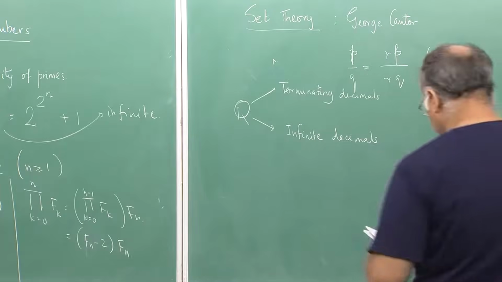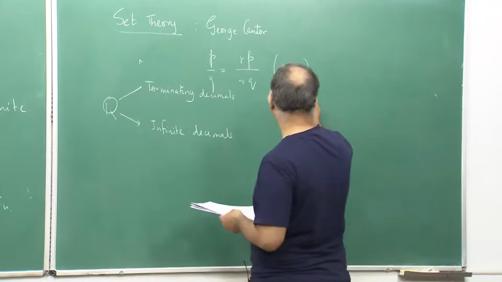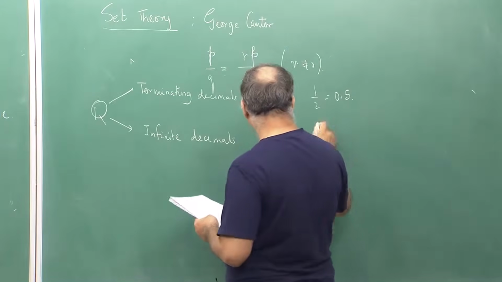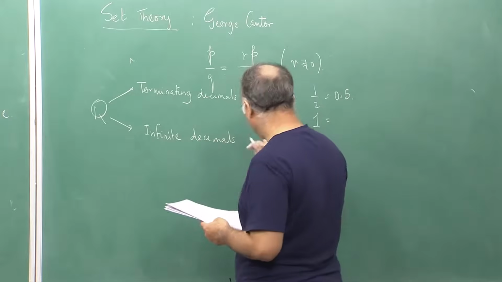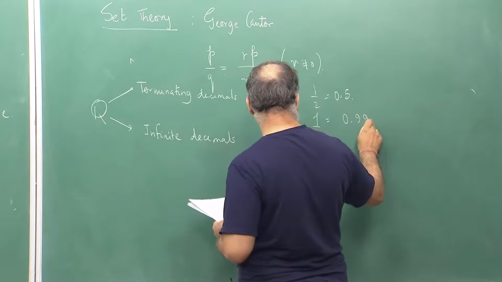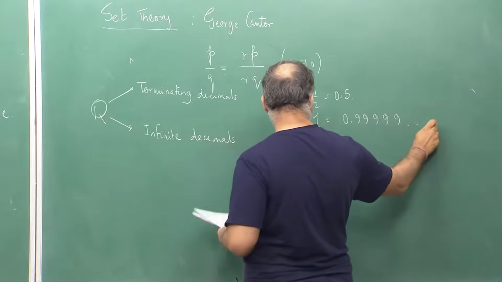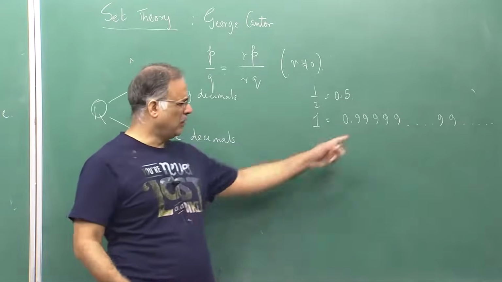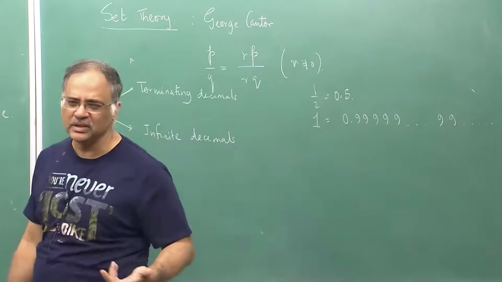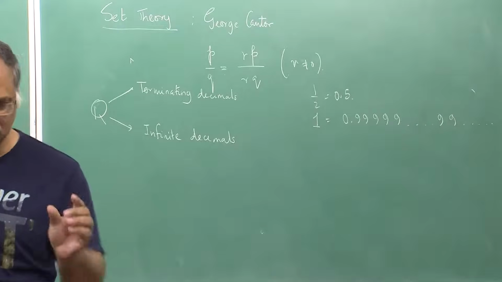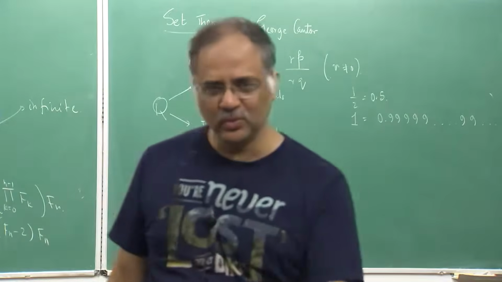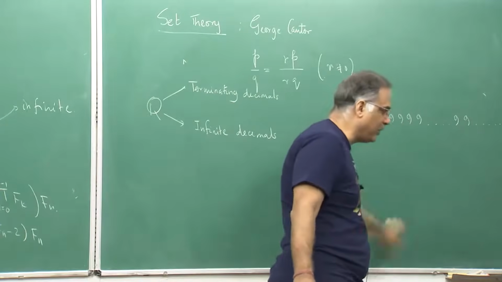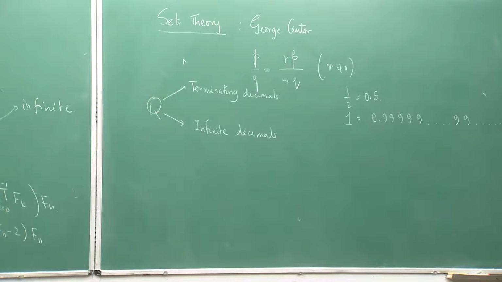For example, half is 0.5, but luckily the number 1 can be expressed as a non-terminating decimal. You might be wondering how come this would be equal to this. Actually, it means as you keep on increasing the 9s, the distance between 1 and that number would go to 0. Here also is hidden the stamp of the infinite, which will come in more detail later on.